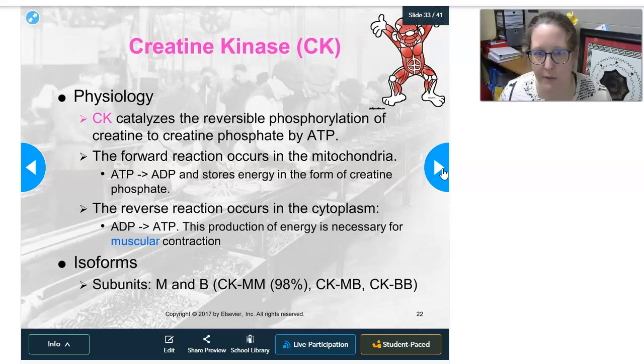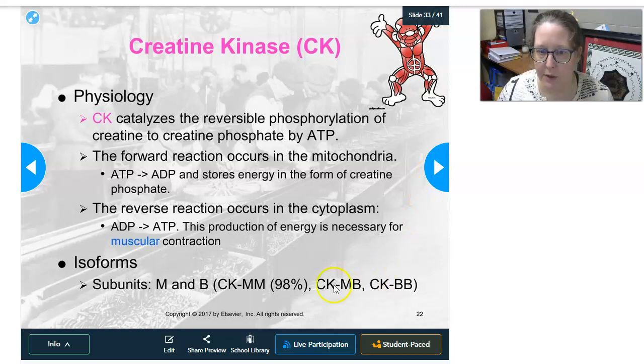The isoforms of creatine kinase are usually subunits M and B, so you have CKMM, CKMB, and CKBB. If you draw blood and analyze it, 98% of the CK in the blood is going to be of CKMM origin. This is in normal blood, everything's fine. And then the other 2% is going to be spread between the CKMB and the CKBB.